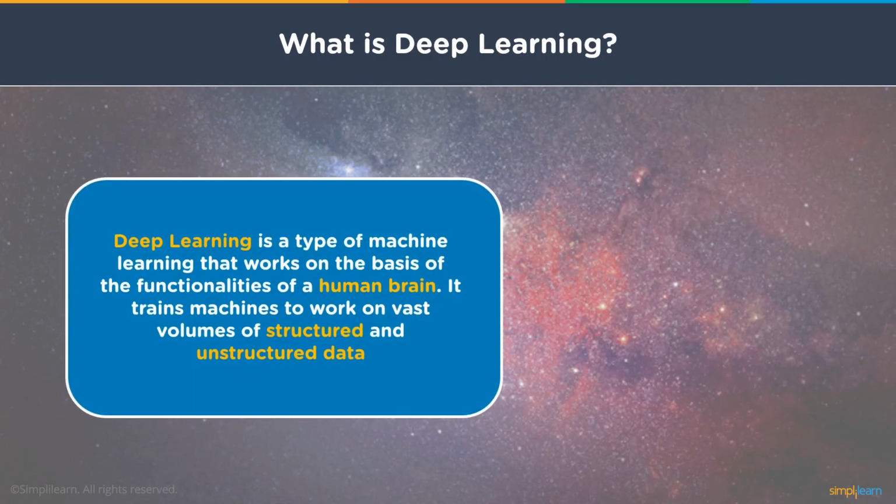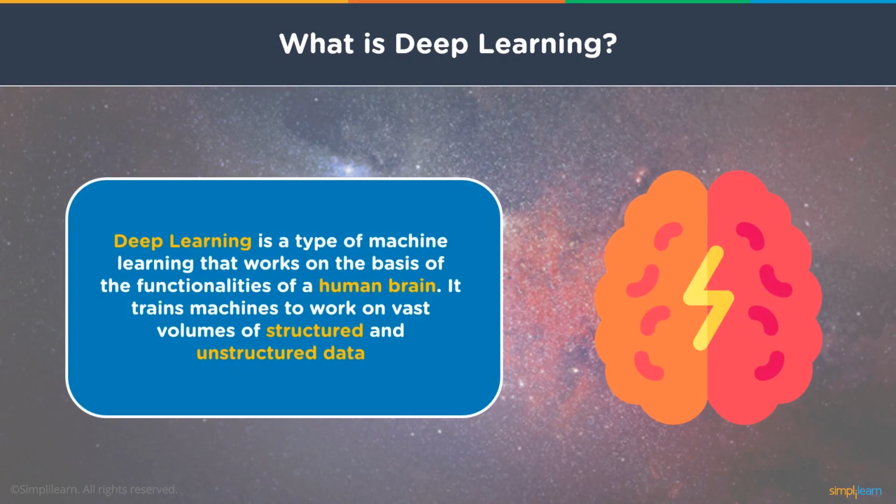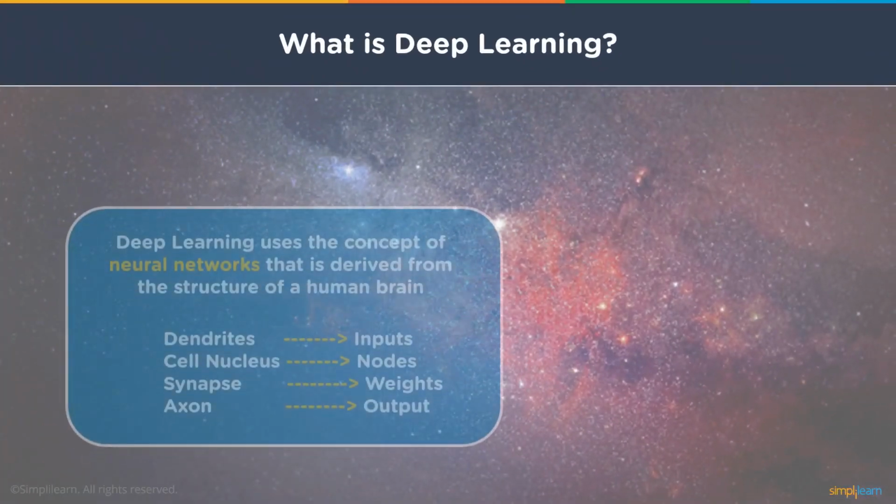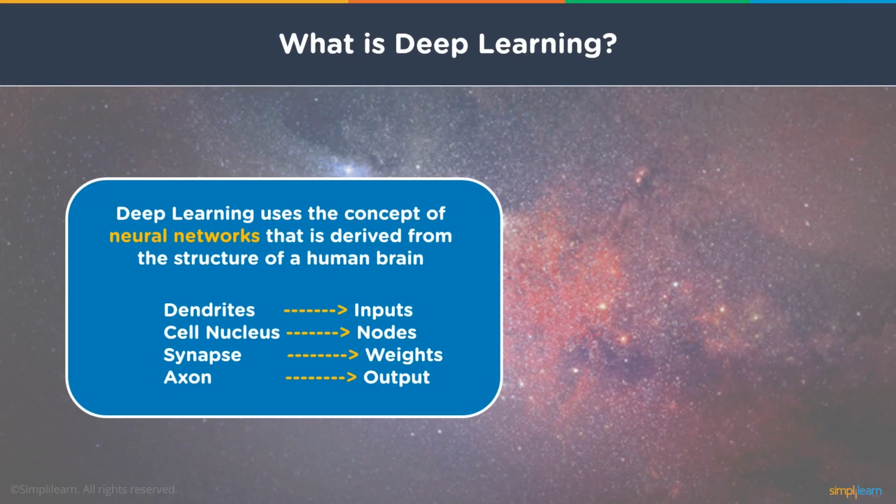What is deep learning? Deep learning is a type of machine learning that works on the basis of functionalities of the human brain. It trains machines to work on vast volumes of structured and unstructured data. Deep learning uses the concept of neural networks that is derived from the structure of a human brain.